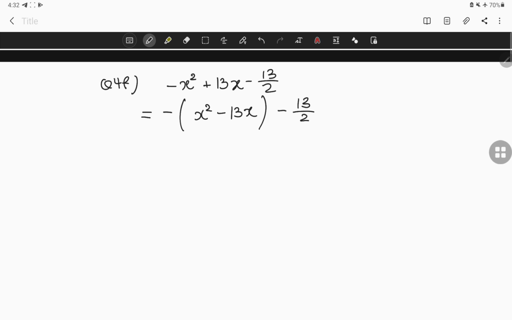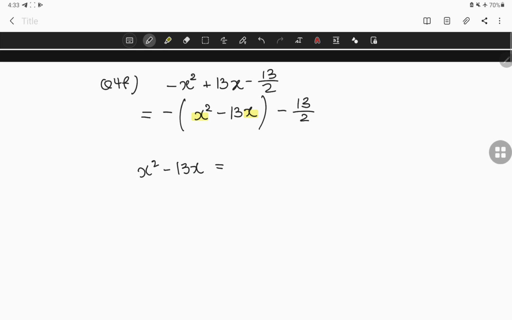So whatever goes into the bracket only contains x. Only the terms that contain x would be inside the bracket. So for example, there's x in these two terms, but there's no x in 13 divided by 2. That's why we leave it outside the brackets. Then the next step would be to complete the square for x squared minus 13x. So since it may be a bit confusing, let's first complete the square for x squared minus 13x outside first.